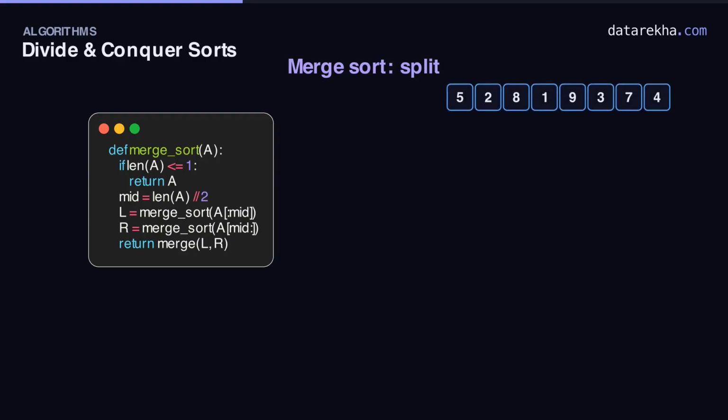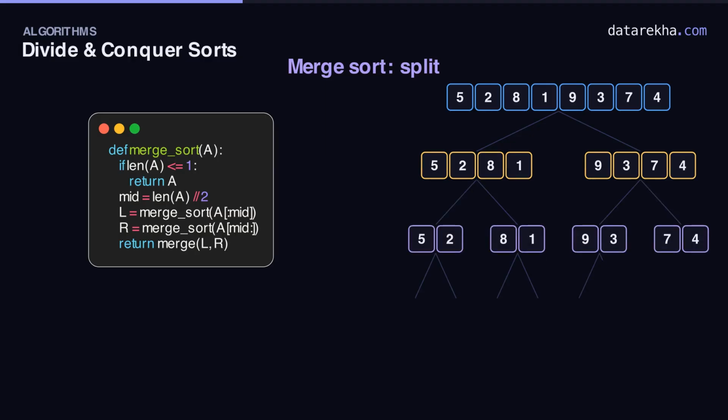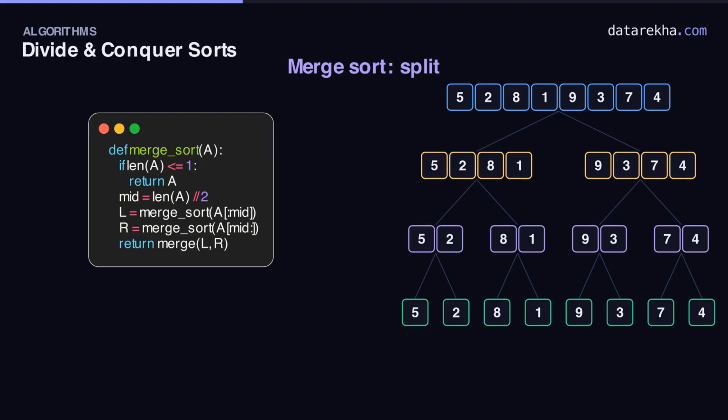Start with the whole array. 5, 2, 8, 1, 9, 3, 7, 4. Merge sort doesn't sort it directly. It cuts it into a left half and a right half. Each half is still too big, so we split again, into quarters. And still again, until every piece holds a single number. Those singletons in green are the base case. One element is sorted by definition.